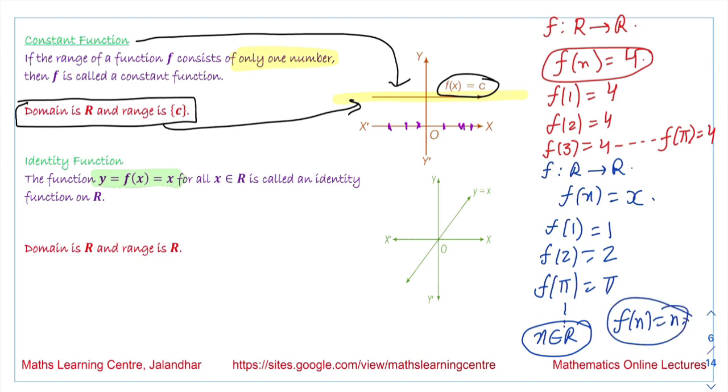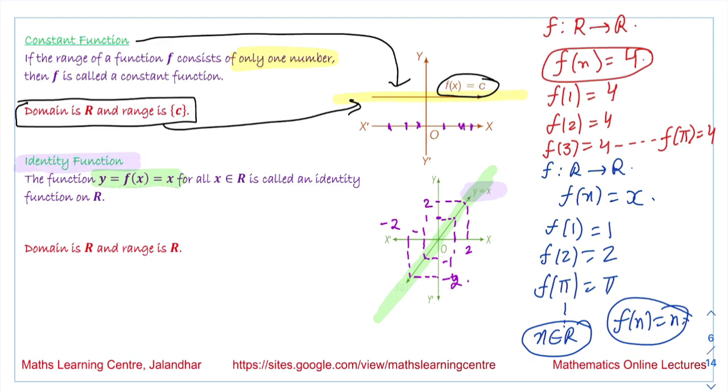The graph of this function will be in this form. For x = 1, the value of y is 1. If you substitute x = 2, the value of y is 2. If you substitute x = -1, the value of y is -1. If you substitute x = -2, the value of y you will get is -2. So this is the straight line we are obtaining. This is the graph of the function y = x, that is the identity function.